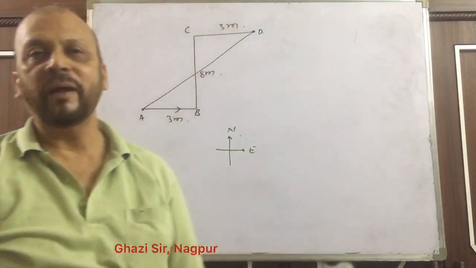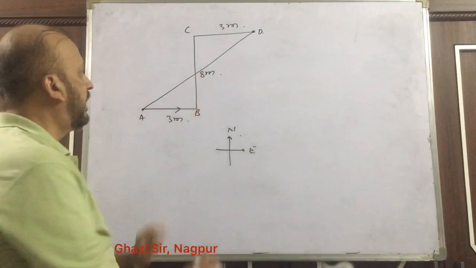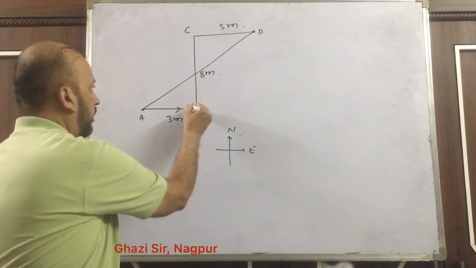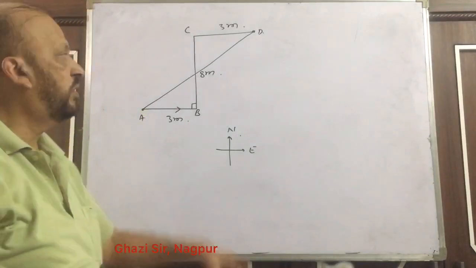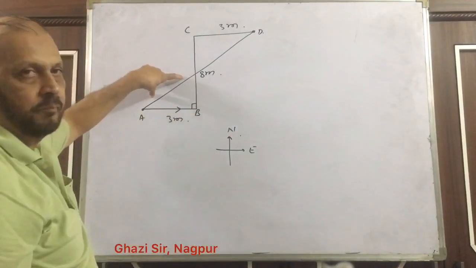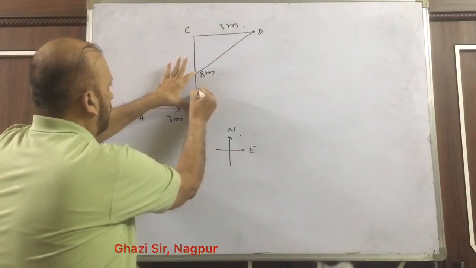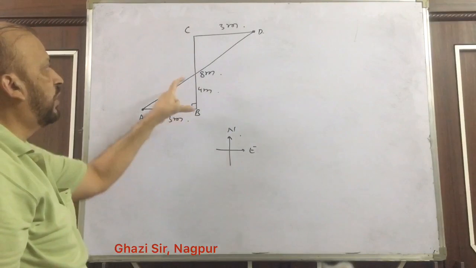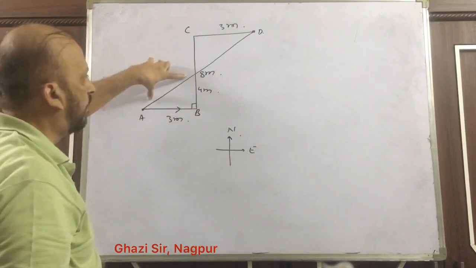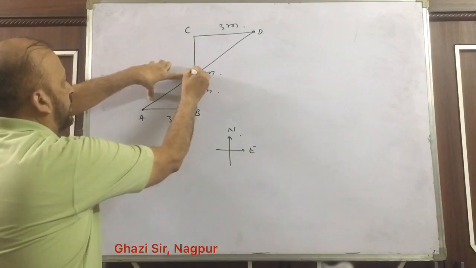Now how to determine that? This is 3 meter, this is 8 meter, this is 90 degree angle. So we will determine this distance by using Pythagoras theorem. This was 8, so this is 4. So this is 3 meter, this is 4 meter, therefore this is equal to 5 meter. Suppose this point is E.